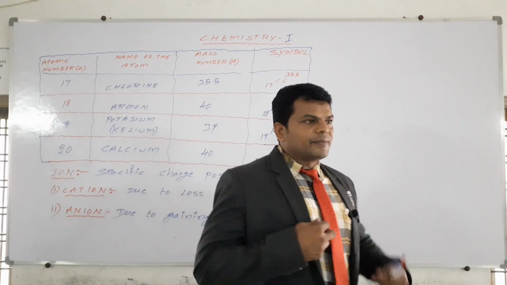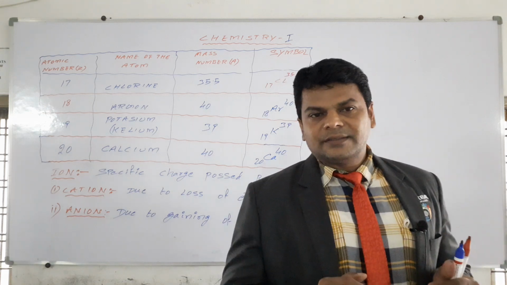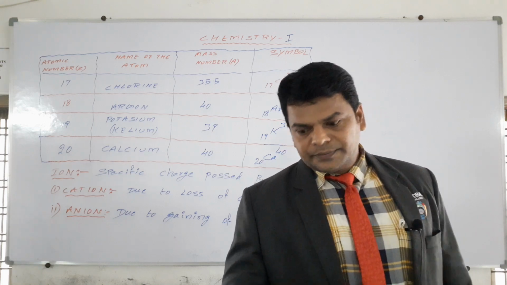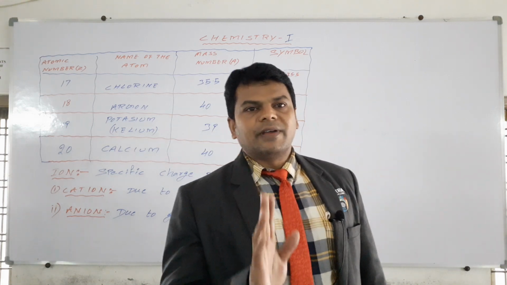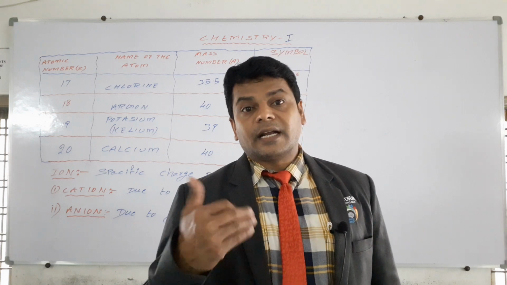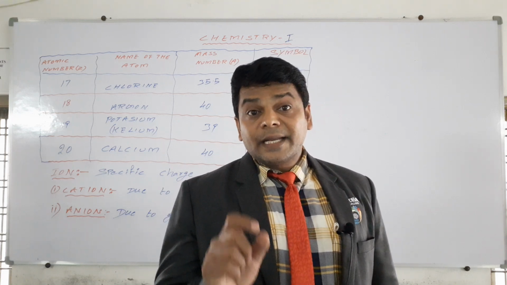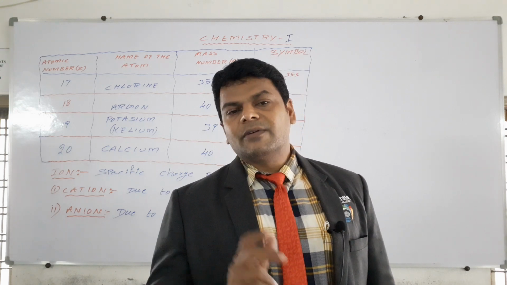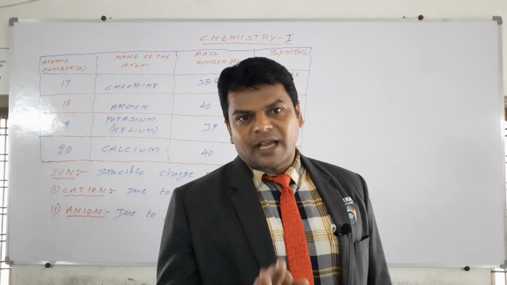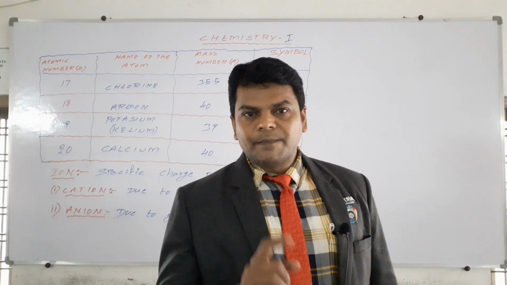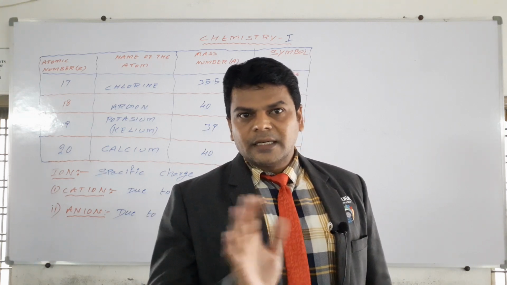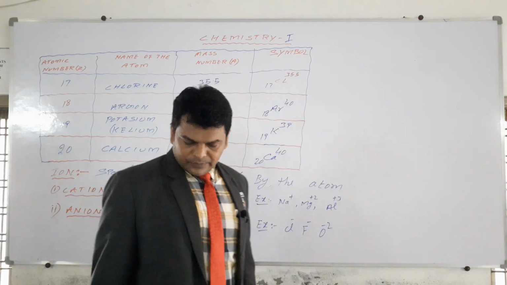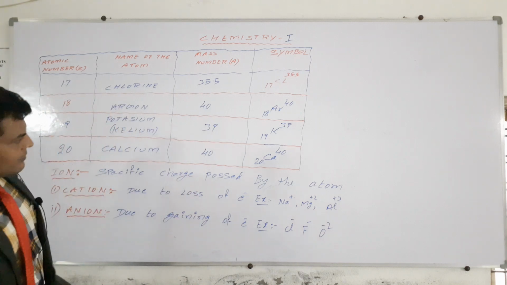What I mean to say, ions have number of electrons not equal to protons, either higher or lower. Atoms have number of electrons equal to number of protons. Ions do not have number of electrons equal to number of protons. Okay, this is the way.